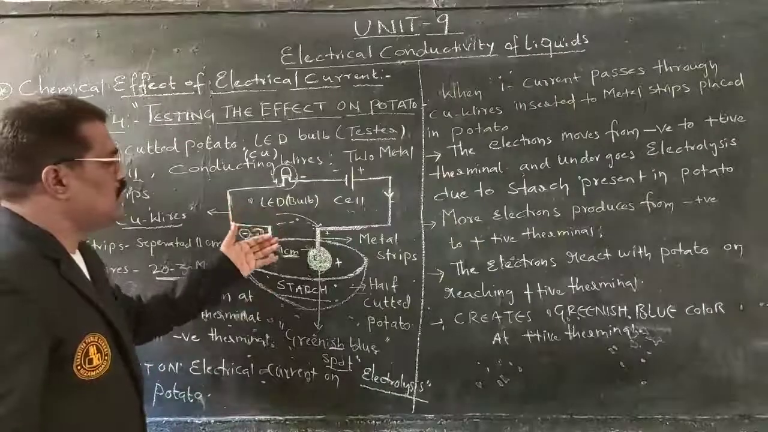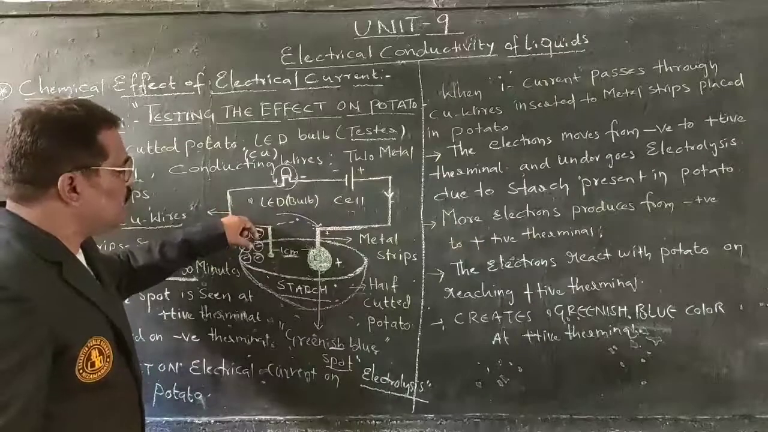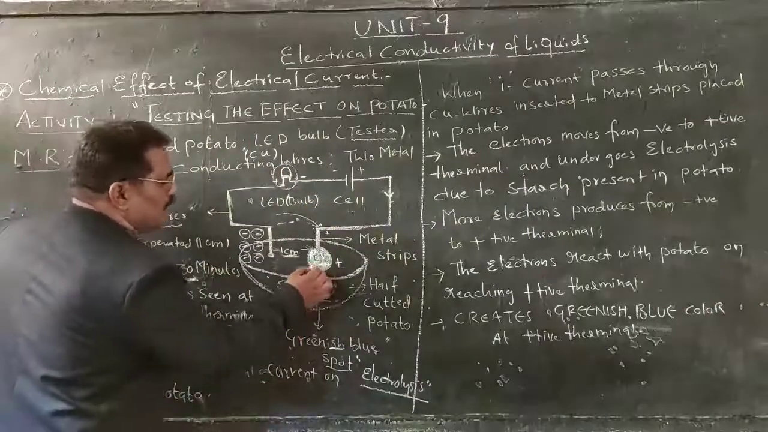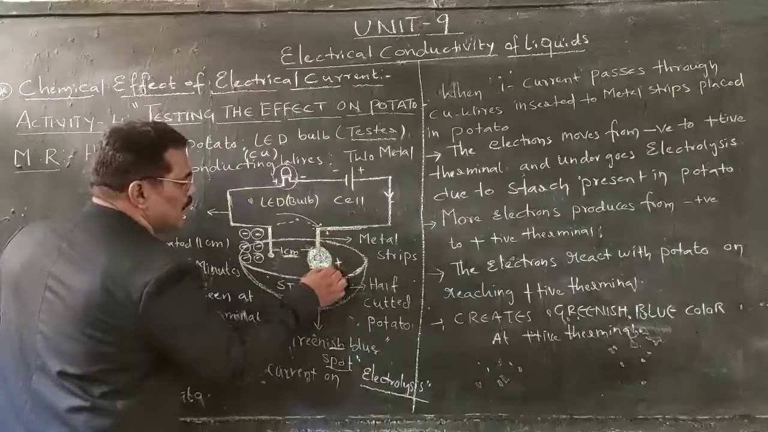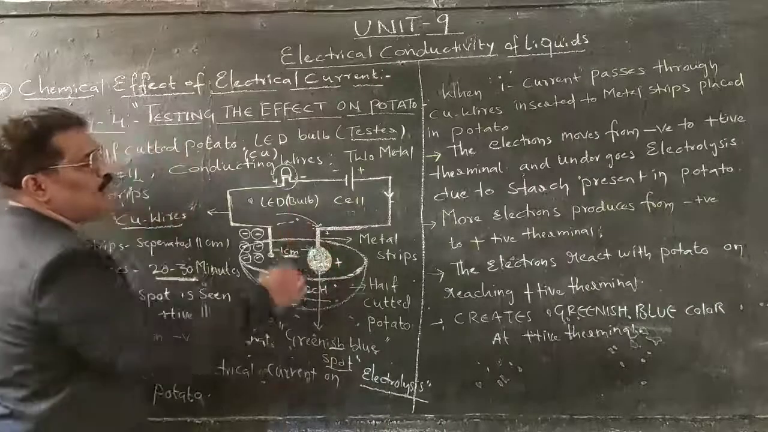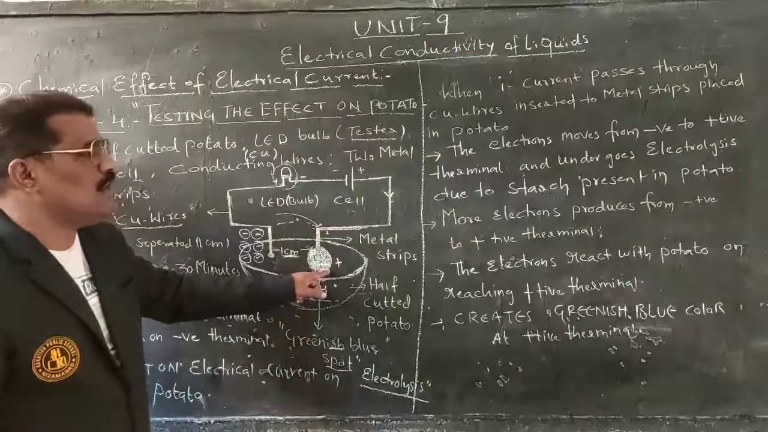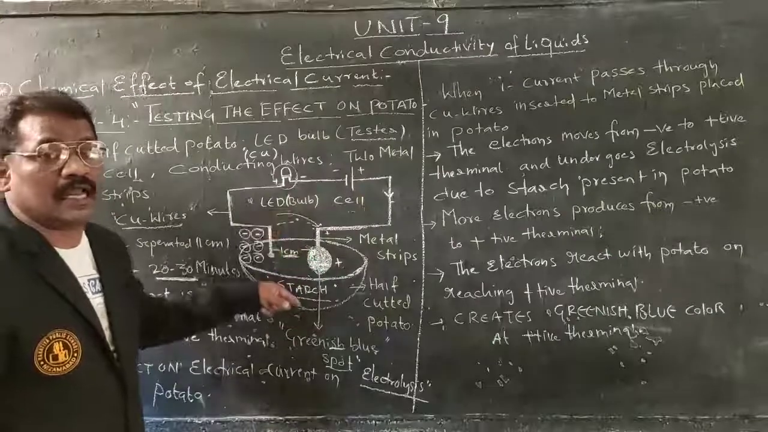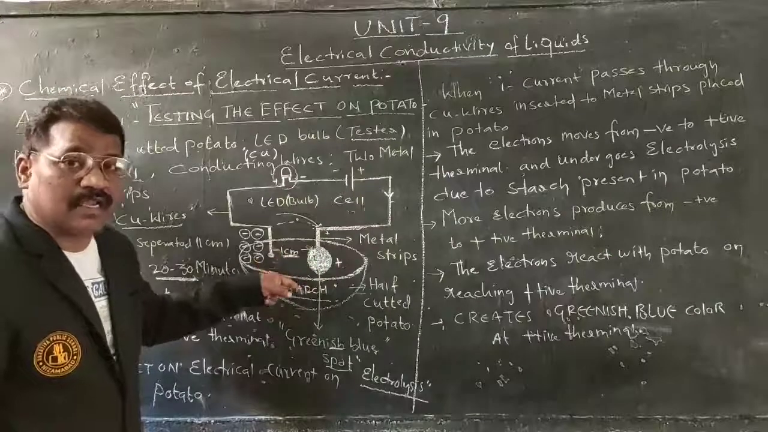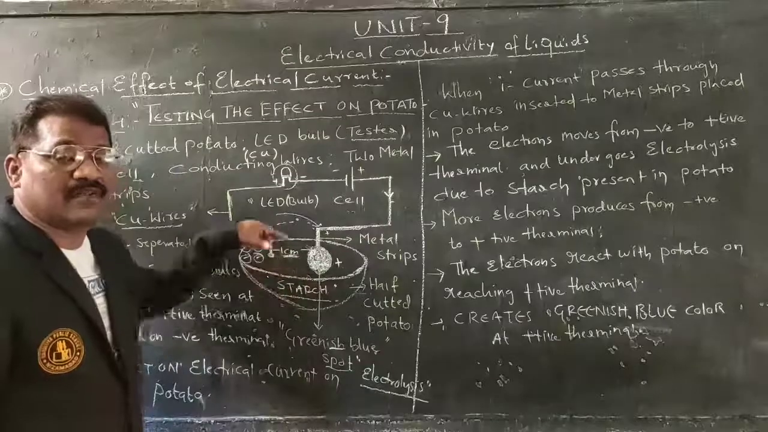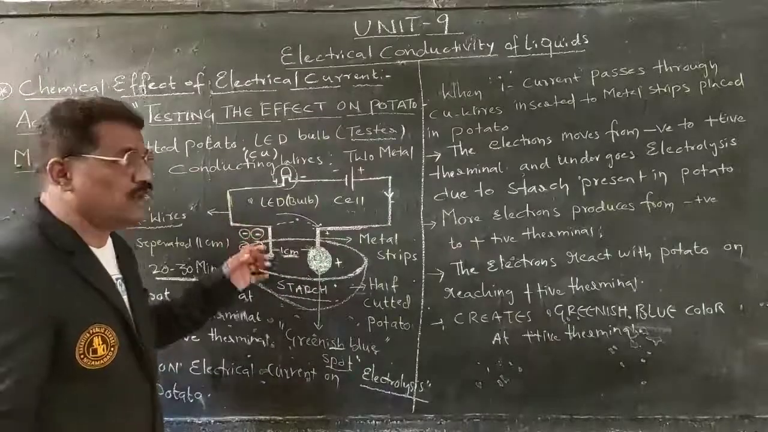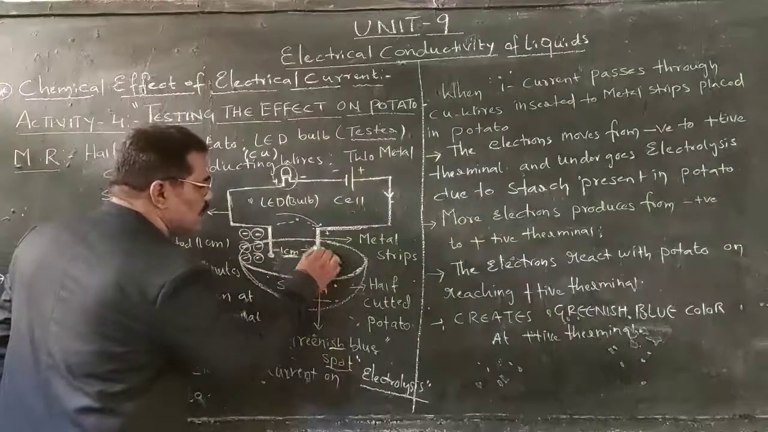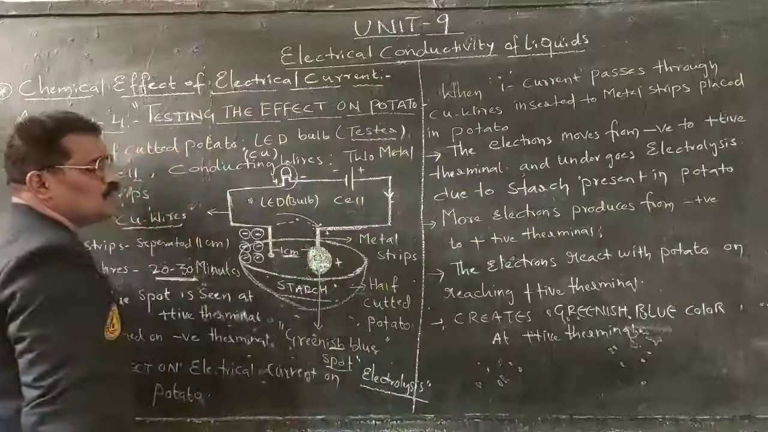As more electrons move from the negative terminal of this metallic strip to the positive terminal of the metallic strip, we observe that a green color spot, a greenish blue color spot, will be formed at the positive terminal due to reaction with the potato. With the starch, the electric current is reacting. Starch is a chemical substance. As electric current is passing through it, it is reacting. Due to that reason, we observe a greenish blue spot.